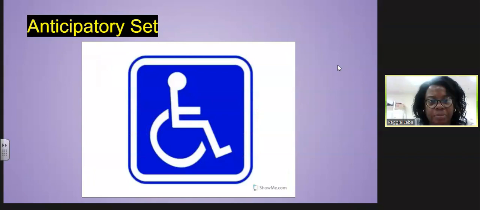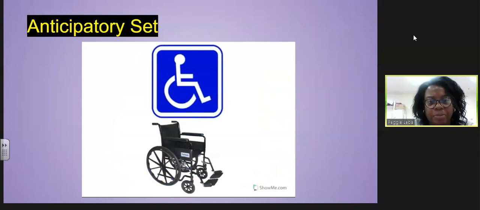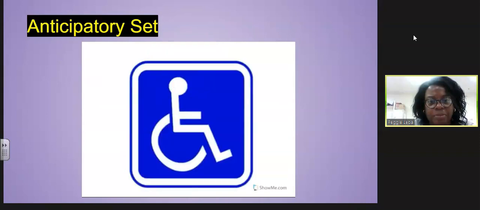Look at the sign. This sign means wheelchair accessible. Wheelchair accessible means that a wheelchair can get in and out of that area. Wheelchair accessible, it means that wheelchairs can get in and out of this area.